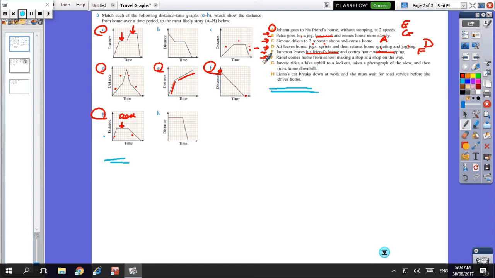Okay, next one. Comes home from school making a stop. Okay, so comes home from school, so he needs to start away. So comes home from school and there's your stop, and then keeps on going, so that's going to be B.